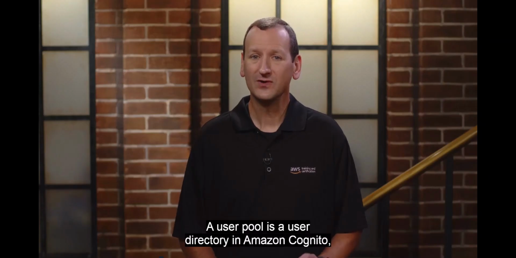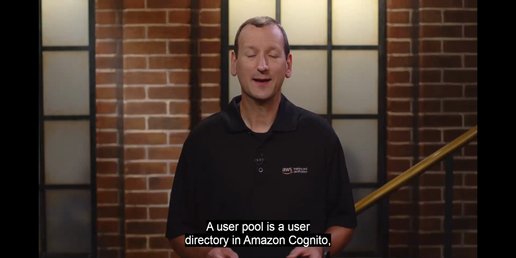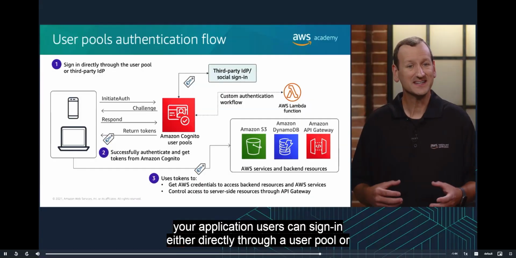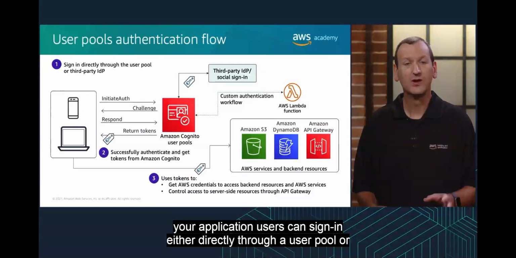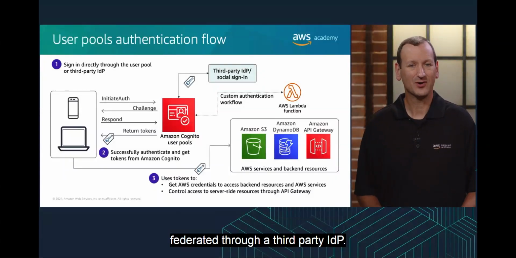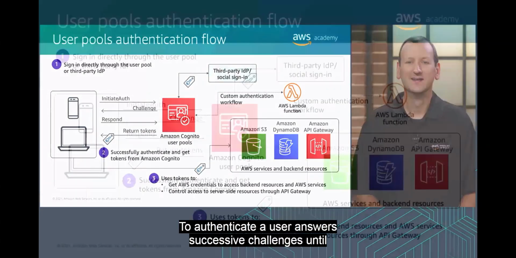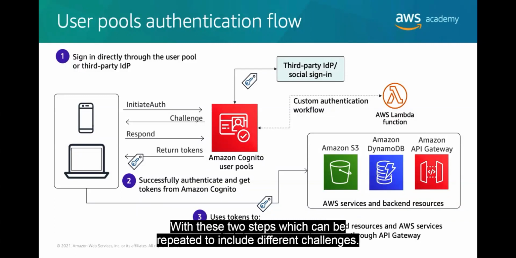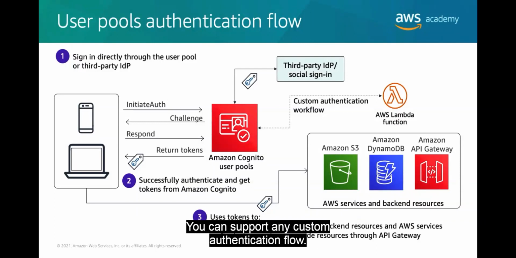A user pool is a user directory in Amazon Cognito. Your application users can sign in either directly through a user pool or federate through a third-party IDP. To authenticate, a user answers successive challenges until authentication either fails or the user is issued tokens. With these two steps, which can be repeated to include different challenges, you can support any custom authentication flow.